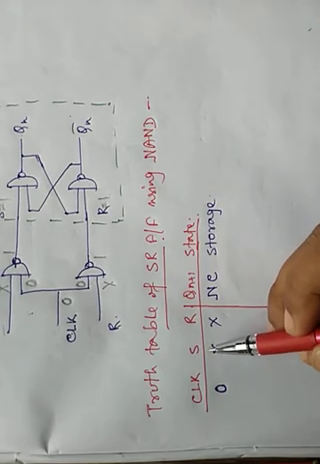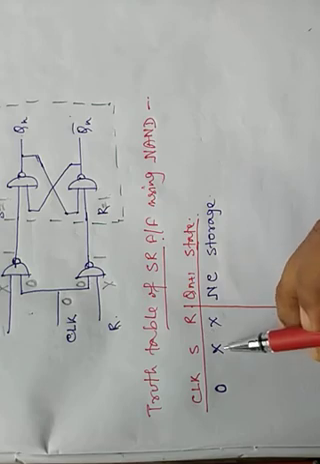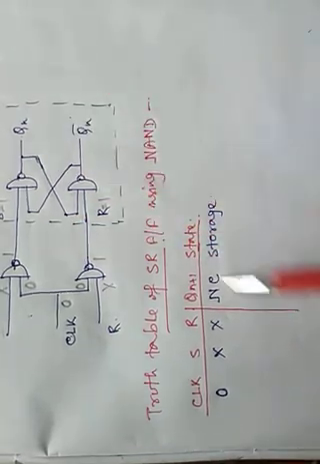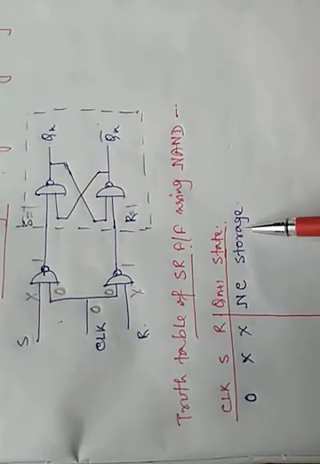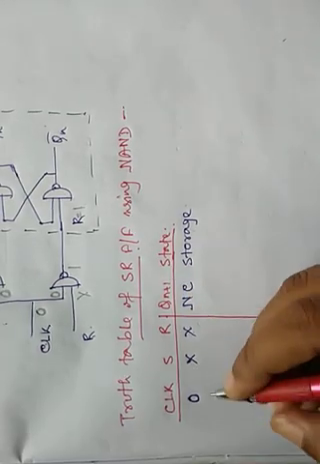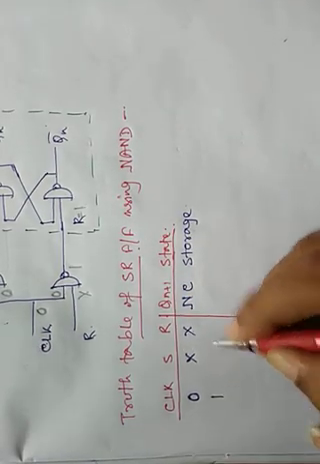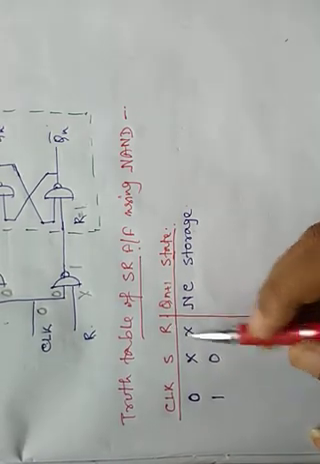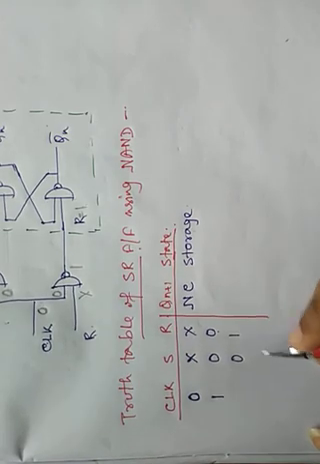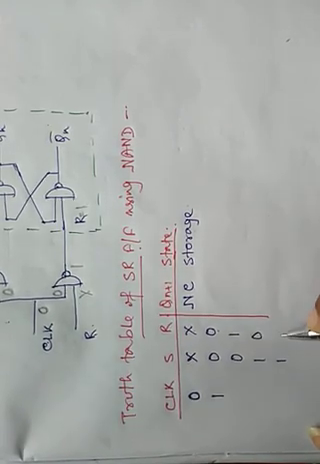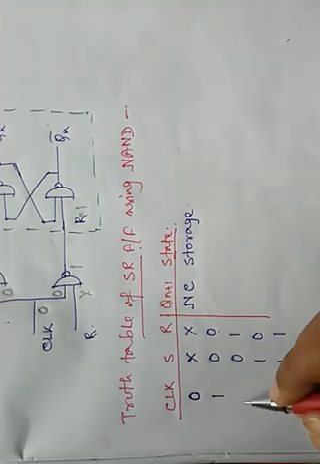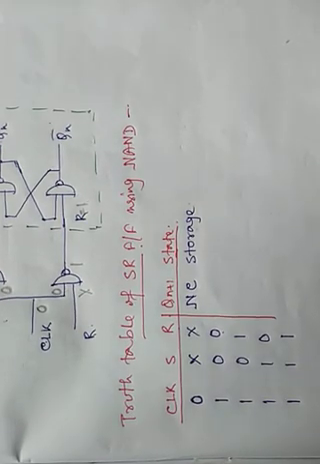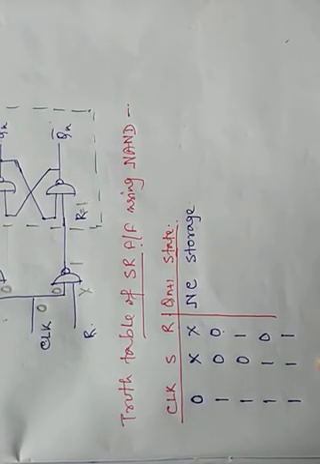Now we don't have to consider the value of S and R when the clock is 0; the flip-flop will not get activated as it stores the previous value. Now let us check the other condition, when the clock is 1. As there are two inputs, there are 4 conditions: 0 0, 0 1, 1 0, 1 1. We have to check these 4 conditions when the clock is high. Okay, for our first case, let us check.